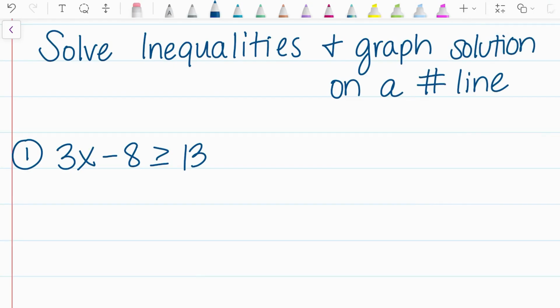In this video, we're going to go over how to solve an inequality and how to graph the solution on a number line. The first two examples are going to be more middle school level math, and then we're going to jump into high school level inequalities. You solve these just like you would an equation.